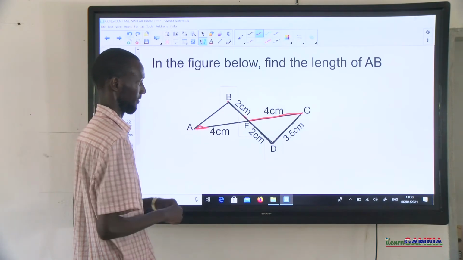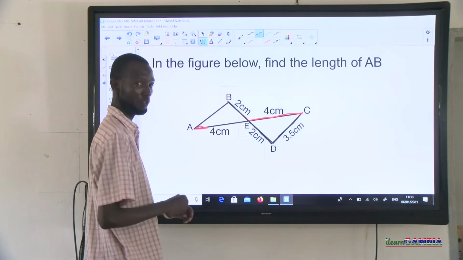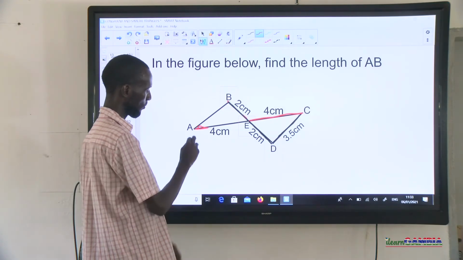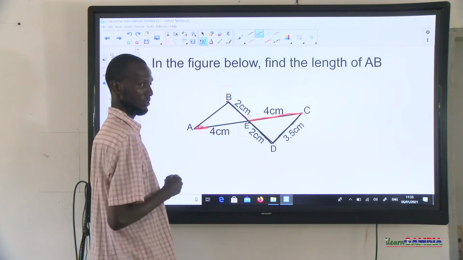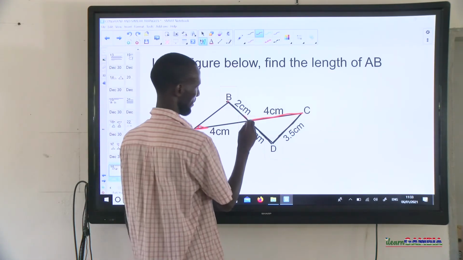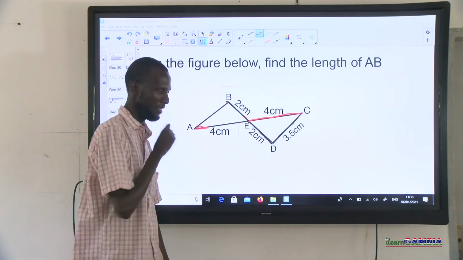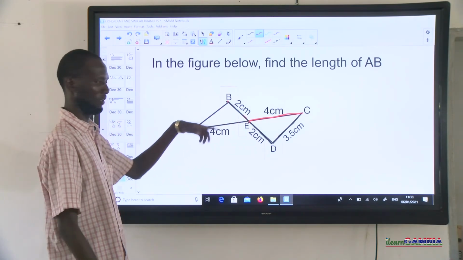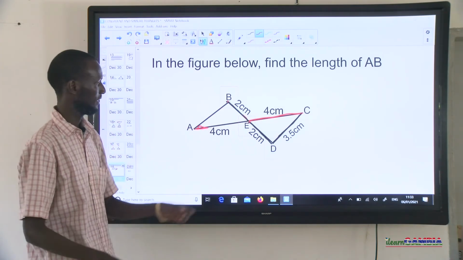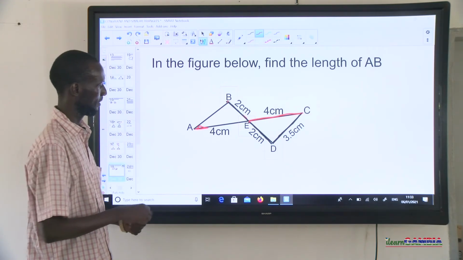So we need to analyze this. First, if we look very carefully, you can see that we have two triangles here. You can see triangle ABE, that's a triangle. Also we have triangle ECD, that's also a triangle. Now our task is, can we prove that those two triangles are congruent? Because if you can do that, then we can easily find our AB. Let's see what we can find.